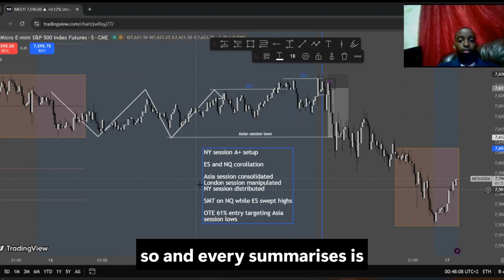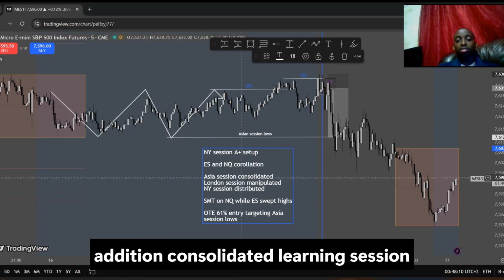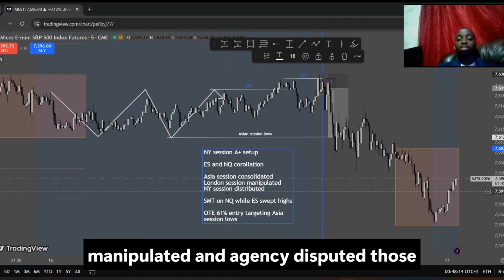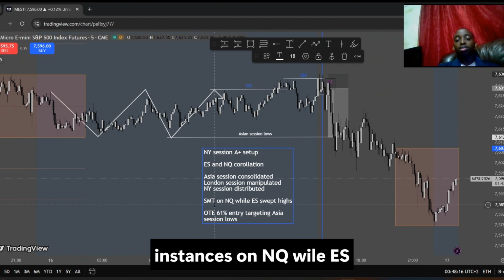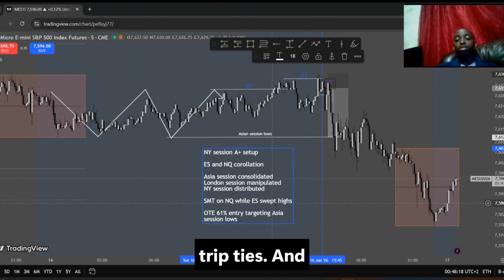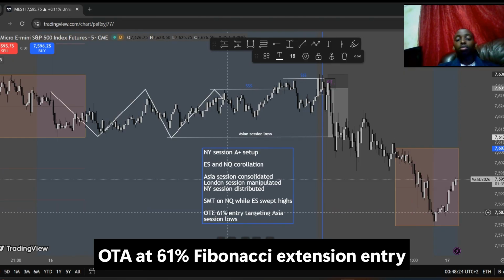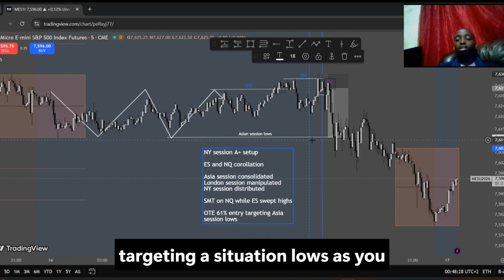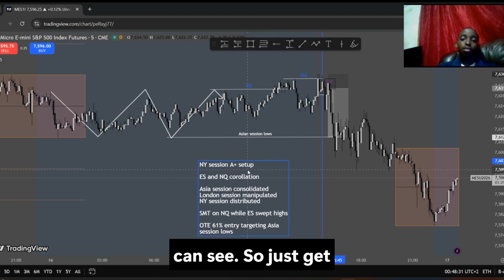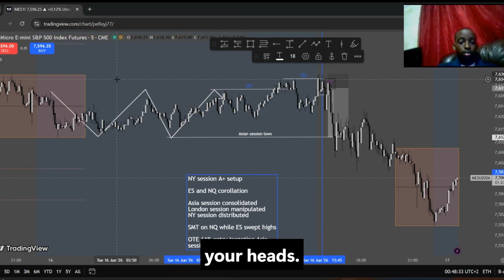Heavily summarized, the execution: consolidated, London session manipulated, and Asian session distributed. There was an SMT on NQ while ES swept highs, and the entry was an OTE at the 61% Fibonacci extension, targeting execution lows, as you can see. So let's get to it.